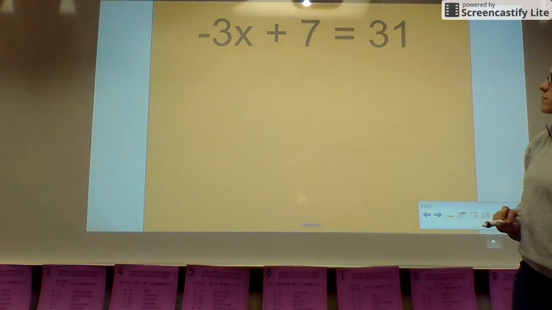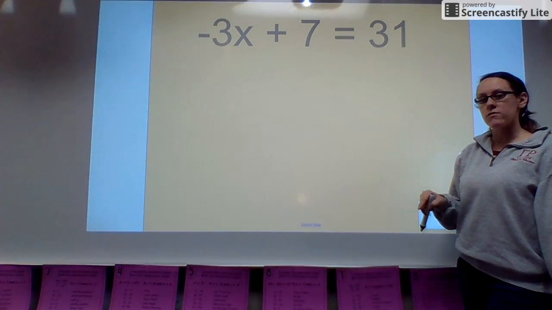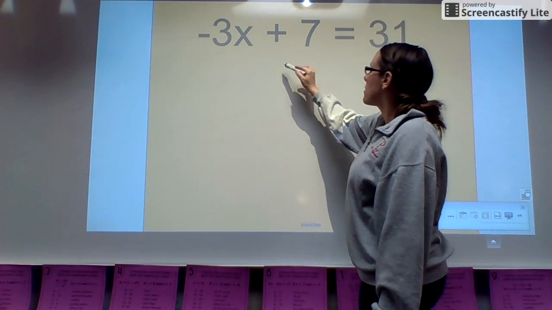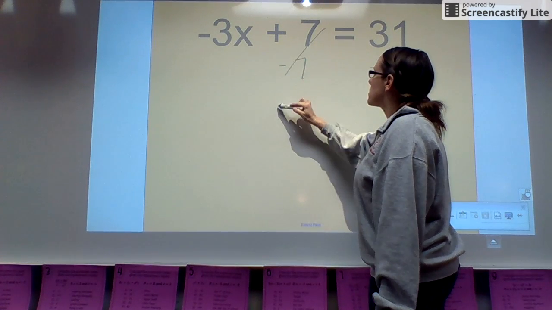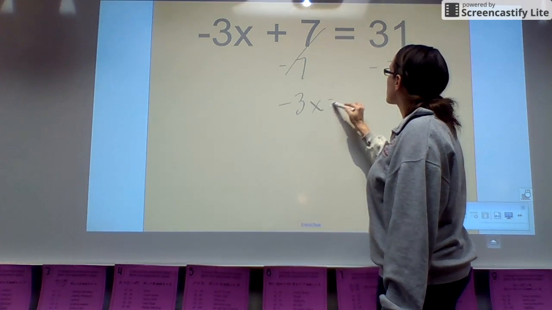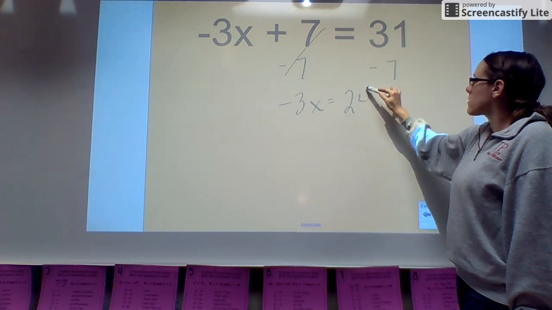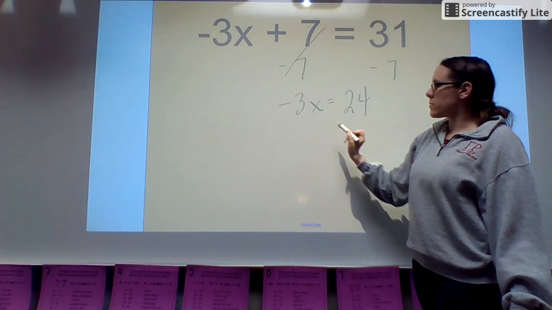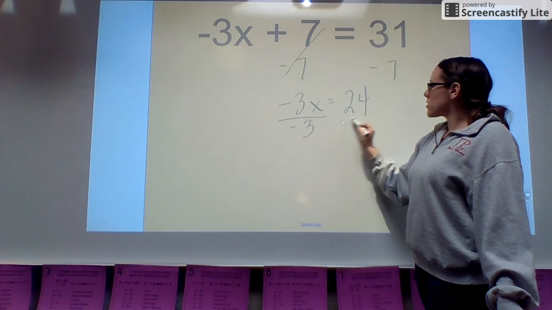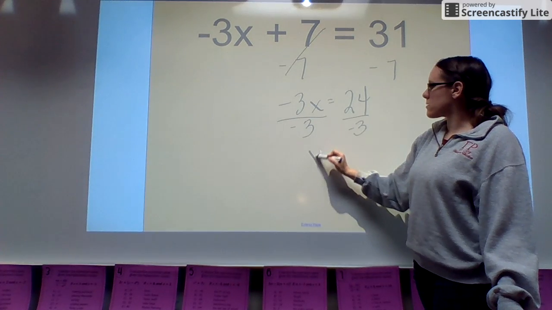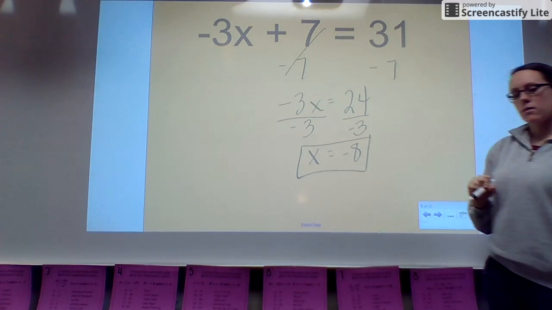Let's skip that one. Okay, here we have a 2-step equation. Remember what I said, we need to add or subtract first, then we multiply or divide. So I'm going to subtract 7 from both sides. So I have negative 3x is equal to 31 minus 7 is 24. Then my last step is going to be to divide. Whoa, something just happened. Divide by negative 3. And x is equal to negative 8.